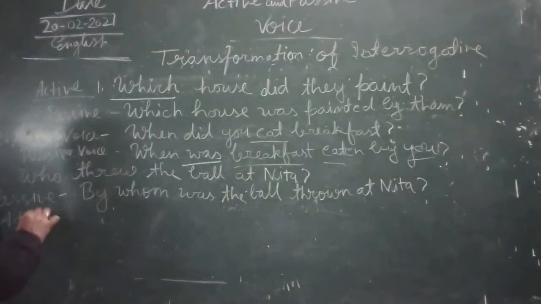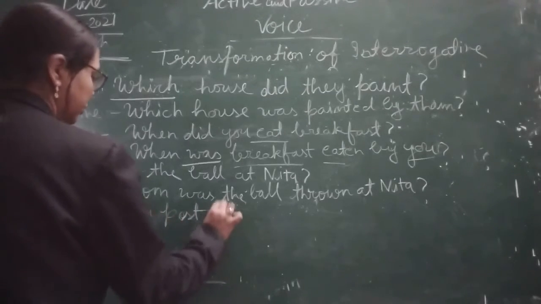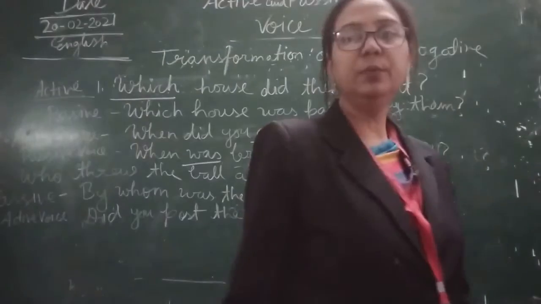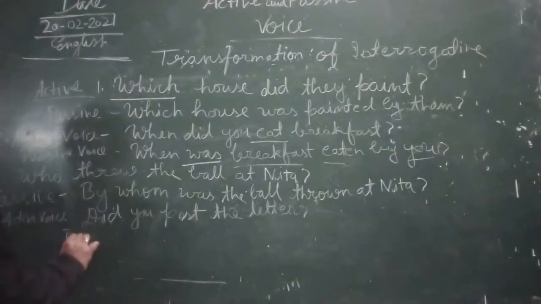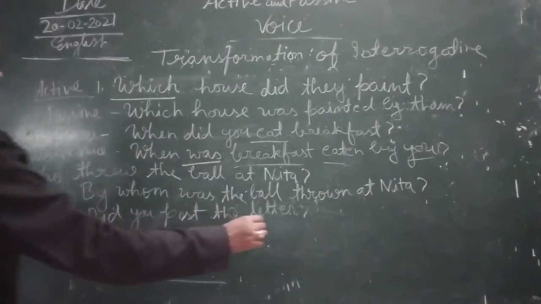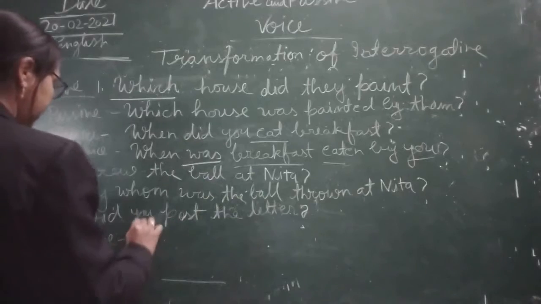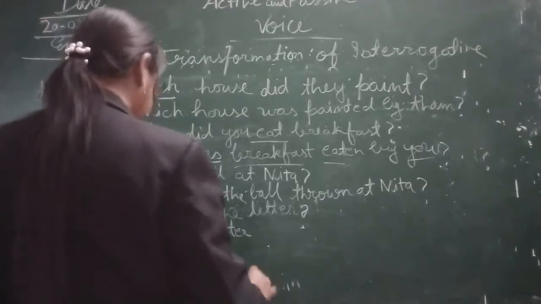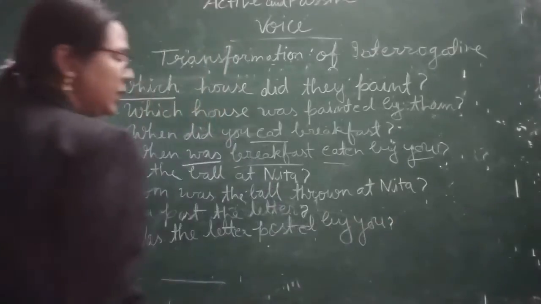Now next, active voice number 4, that is, did you post the letter? Now again we have to revise the rule. In place of did, what will we do, children? We have discussed that because this is written in the past tense, in passive voice it depends on the object. This is singular, so what will we use? Was the letter posted by you? Was the letter posted by you?